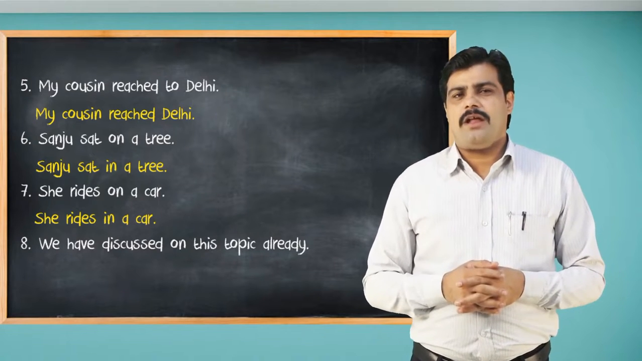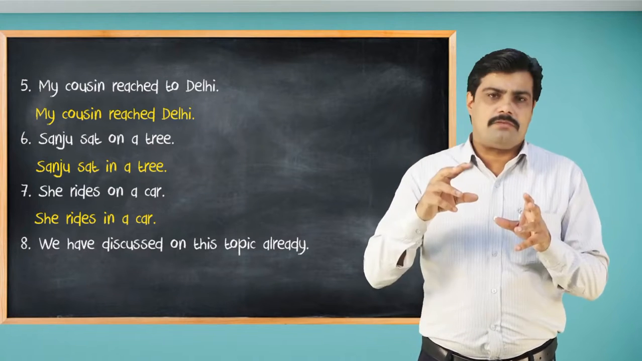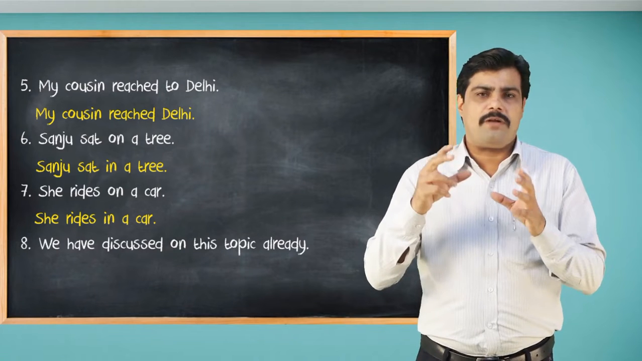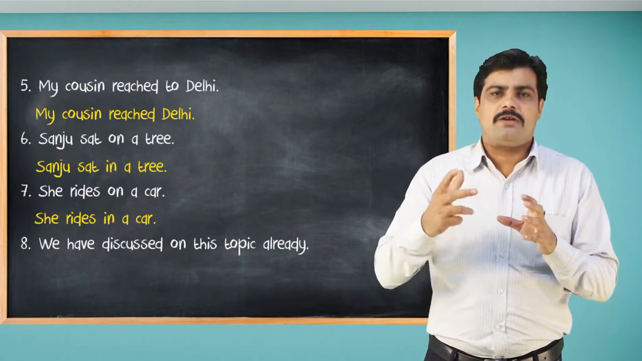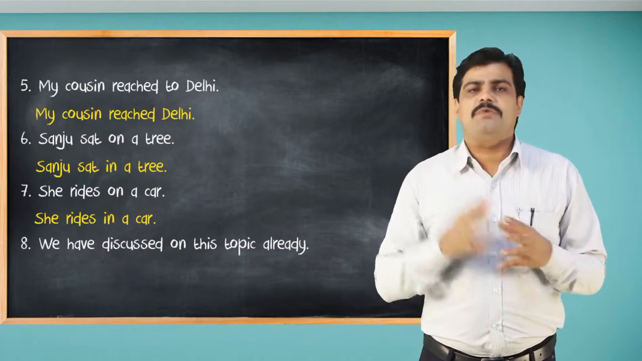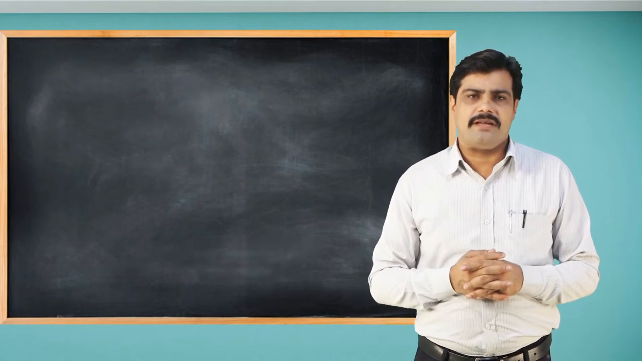Let's take another one. We have discussed on this topic already. Now in this sentence, no preposition is required. The verb discuss means talk about. So we need not apply the preposition on. Say the sentence, we have discussed this topic already.